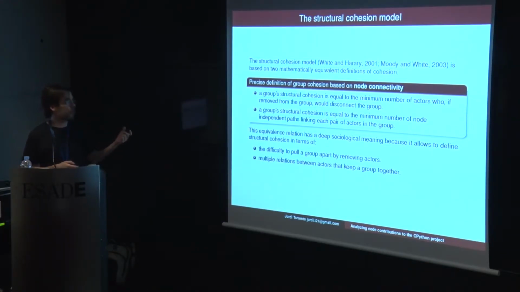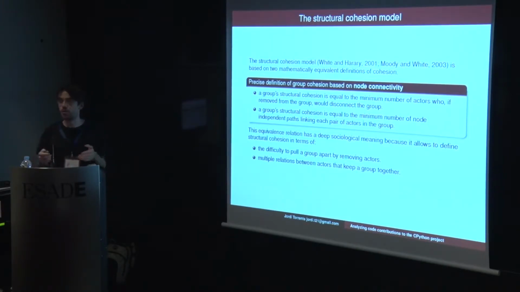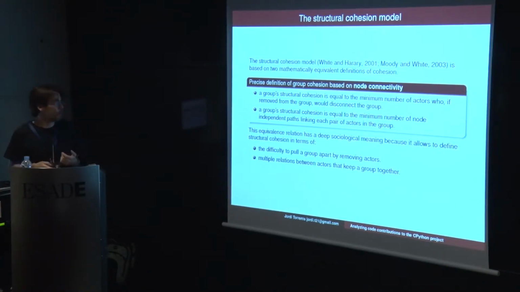And the nice thing about this concept is that it captures two of the main uses of cohesion in the sociological literature. That is, a group does not depend on any individual, so by removing an individual, the group stays the same, and people in the group are related to each other by multiple paths. So there is no actor that centralizes all the connections and all the flow of information in that group.